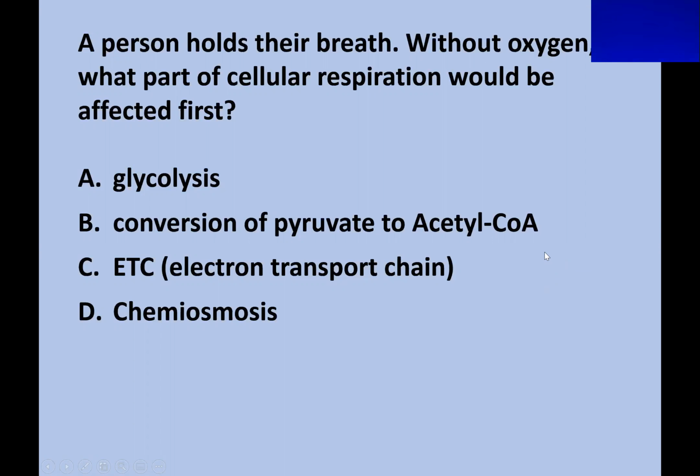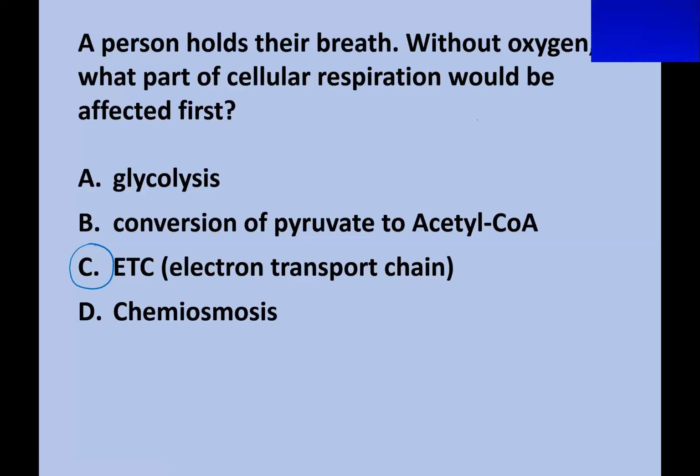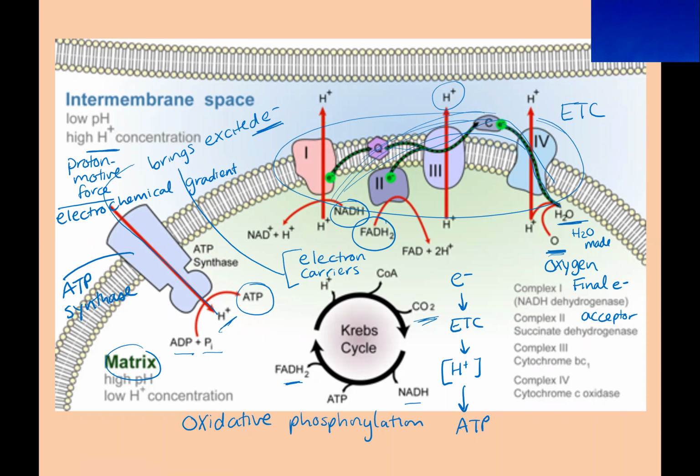So this first question says, a person holds their breath without oxygen. What part of cellular respiration would be affected first? And the answer is the electron transport chain. Because remember here, we need oxygen to allow those electrons to flow out of the electron transport chain so we can keep putting more and more in. So if you stop the electron transport chain, then you can't make hydrogen ion gradient, and then you can't make ATP.